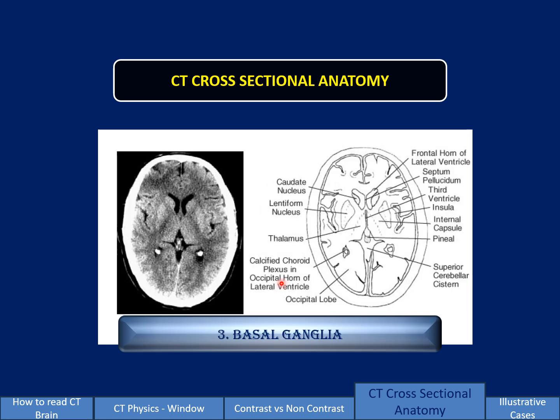The third section, which is more inferior, has more important vital structures. This is the basal ganglia section, in which this is the caudate nucleus. This is the lentiform nucleus, which has the globus pallidus and putamen. This is the thalamus, and this black strip, which is V-shaped, is the internal capsule. This is the anterior limb of the internal capsule. This is the posterior limb of the internal capsule.